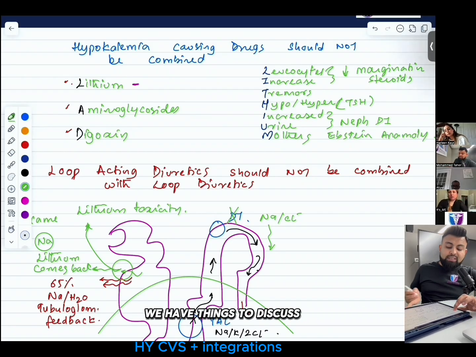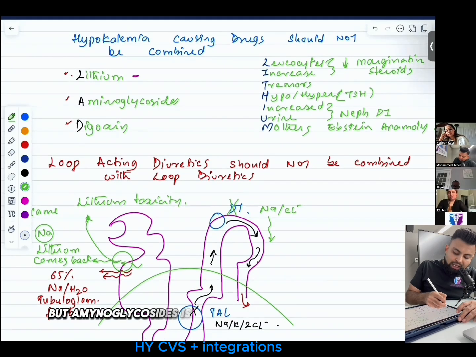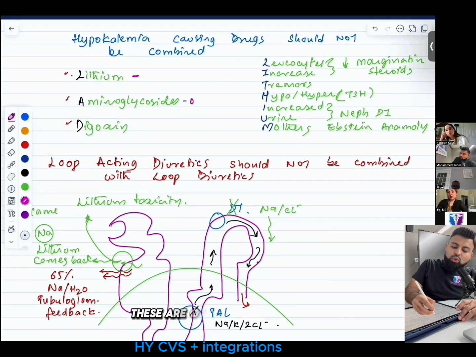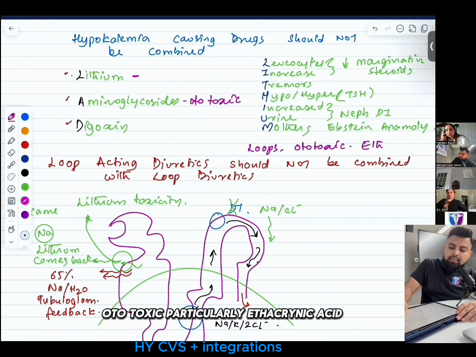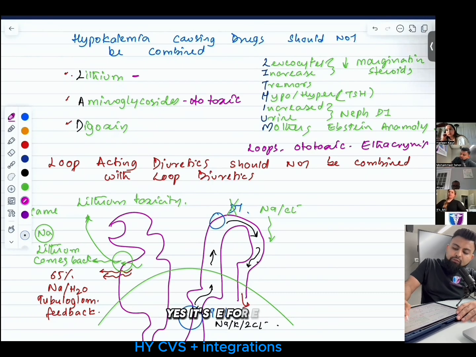We have things to discuss. We will talk about it later. But aminoglycosides is the next one. We should remember these are ototoxic. Aminoglycosides are oto- and nephrotoxic. So loop diuretics are also ototoxic. Furosemide, yes, ototoxic, particularly ethacrynic acid. Yes, ethacrynic, E for ears, this is a very ototoxic agent.